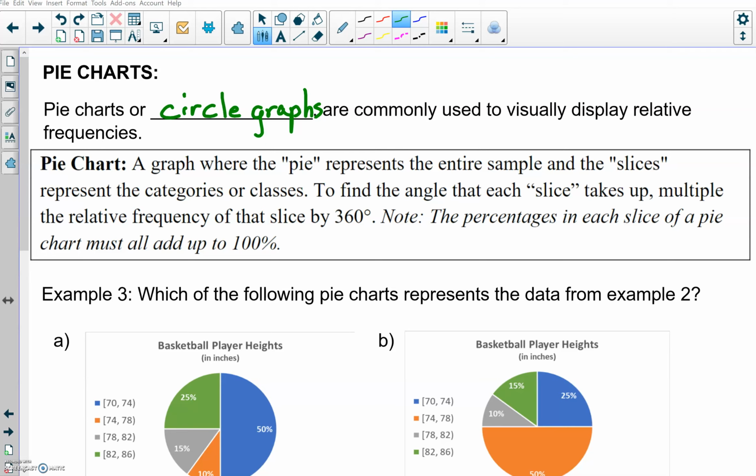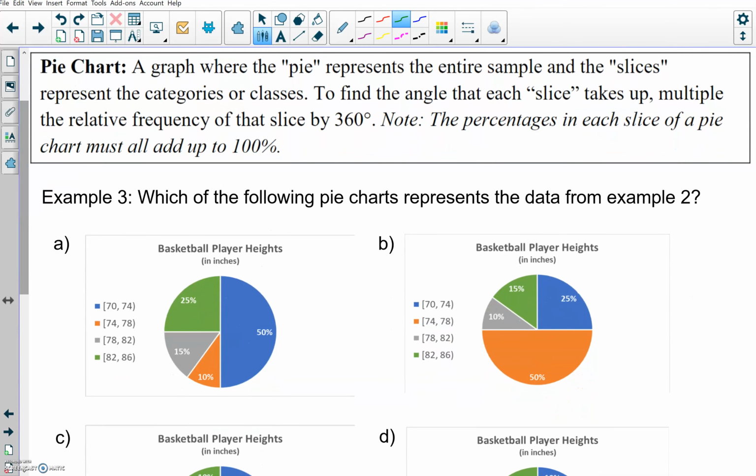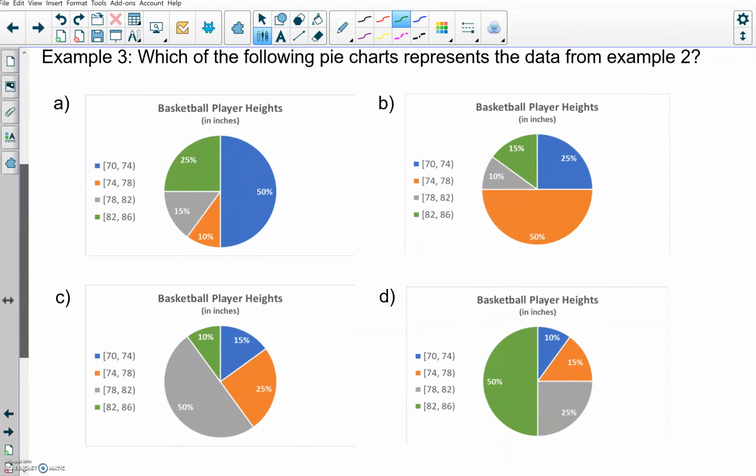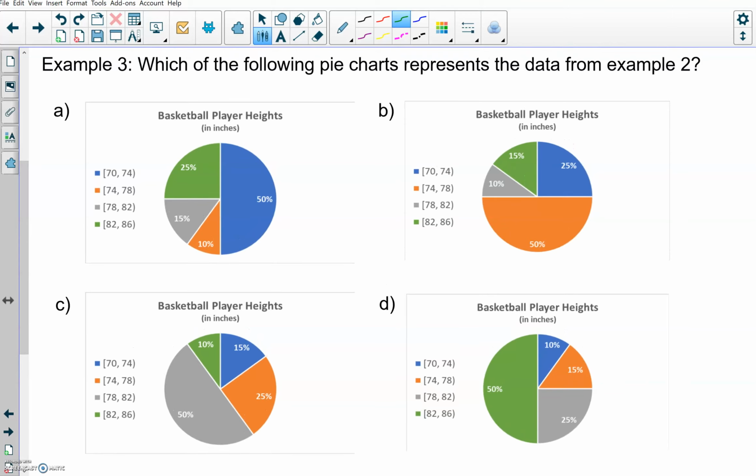So to find the angle that each slice takes up, you just multiply the relative frequency, as a decimal, of that slice by 360 degrees, because there's 360 degrees in a whole circle. And the percentages in each slice of a pie must all add up to 100%. If you've done some rounding, you might come a little short of that. I think I mentioned that earlier. You might get like 99.9% or whatever, but you do need to be very close to 100%.